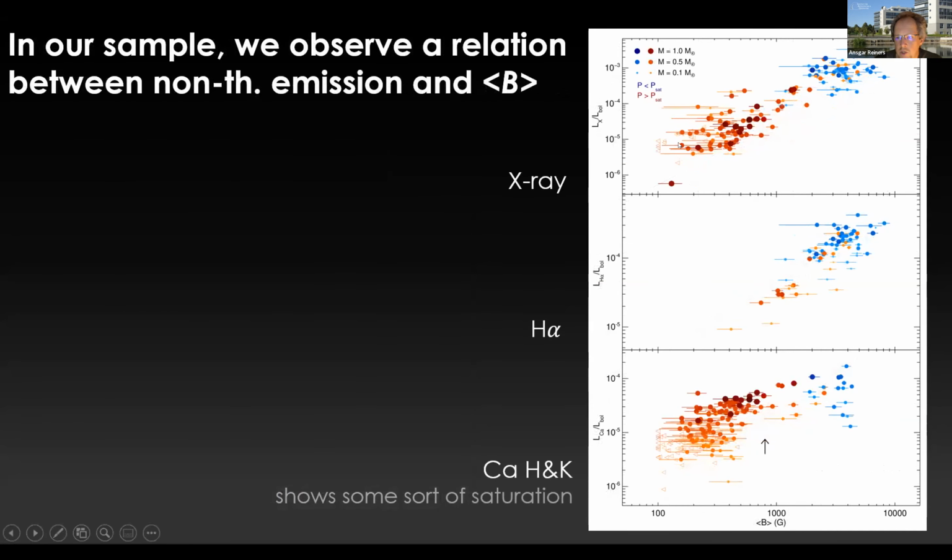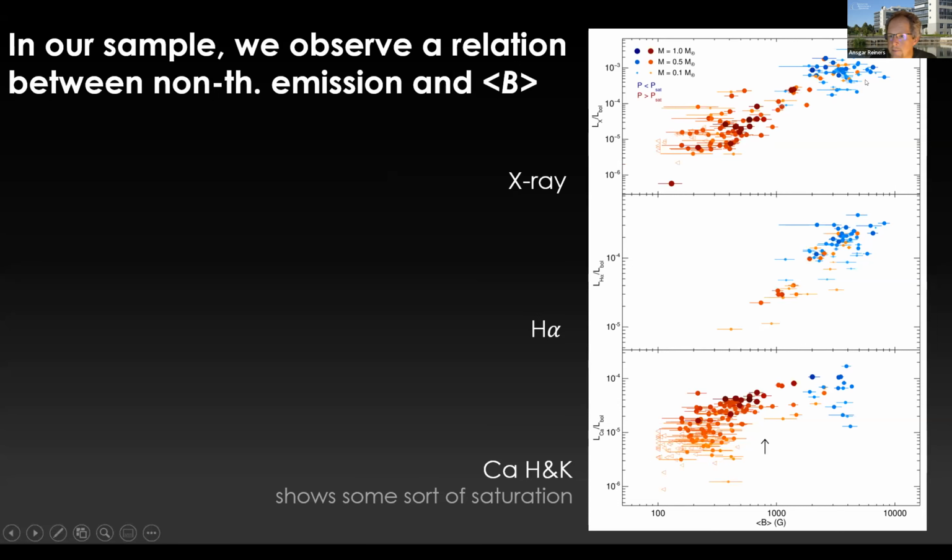So now we are showing Lx over L bol, H alpha over L bol, or L calcium over L bol as a function of the average surface field strength. And you can see that this works quite well. You might be able to see some trends or not. I don't know. There may be a little group here. I don't know whether these are particular stars or not.